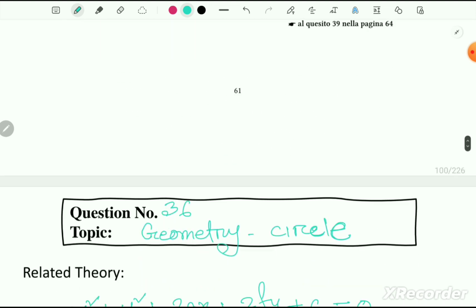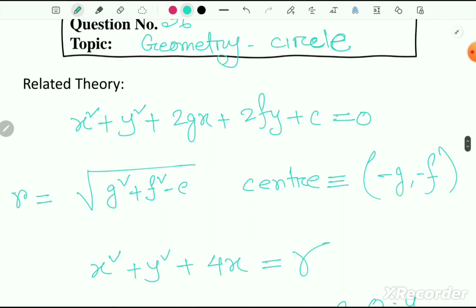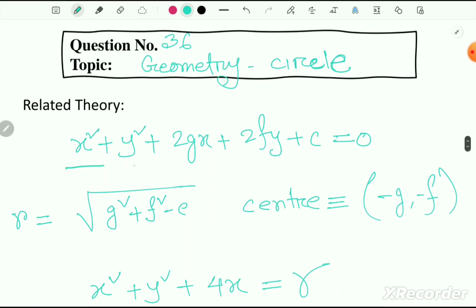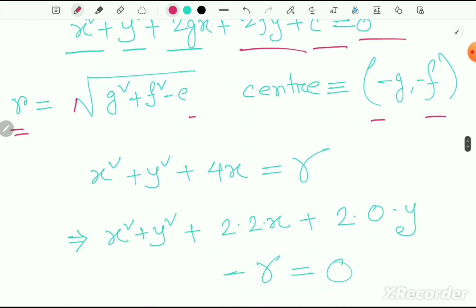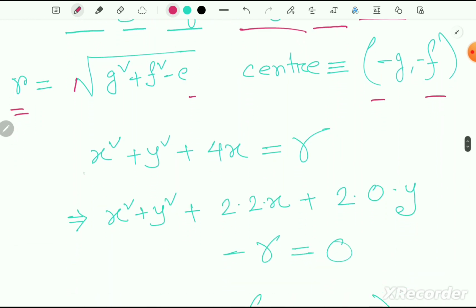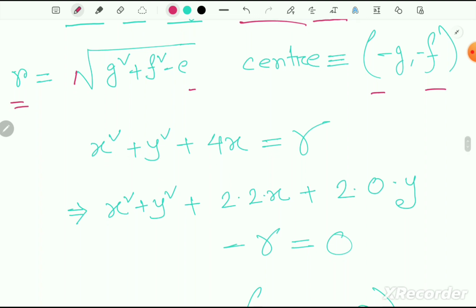So let's do it. This is our standard equation, x square plus y square plus 2gx plus 2fy plus c equal to 0. And we can calculate the radius by this equation, root over g square plus f square minus c, and center by minus g, minus f. So let's compare with our equation. The equation given here is x square plus y square plus 4x equal to gamma.